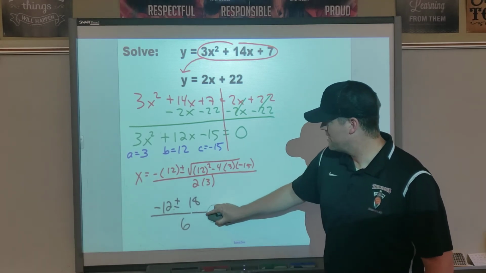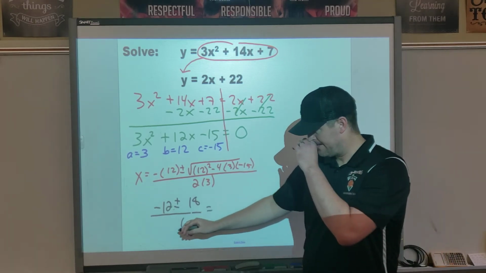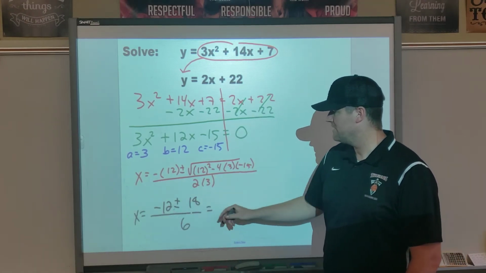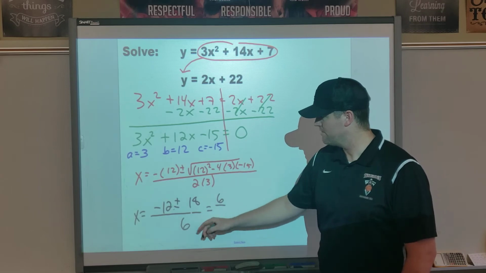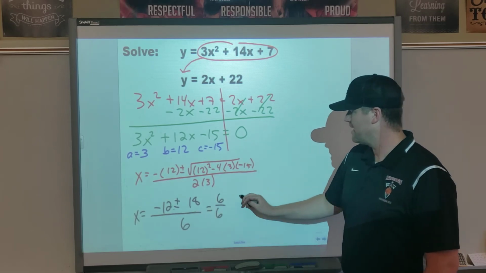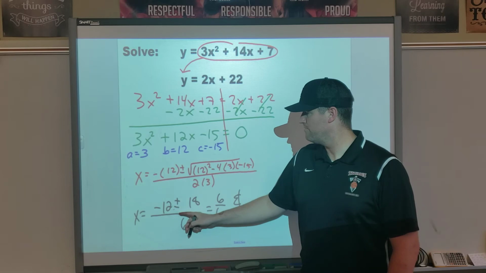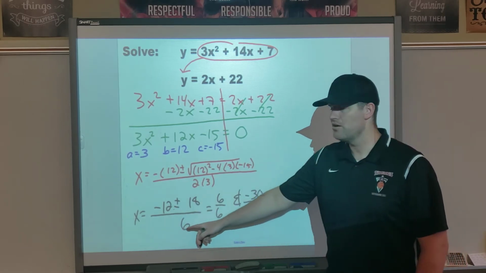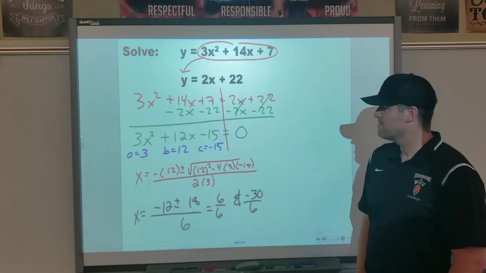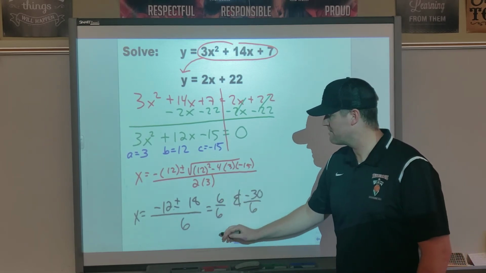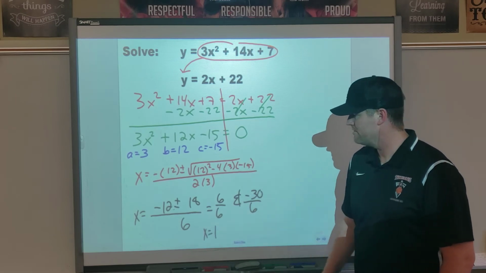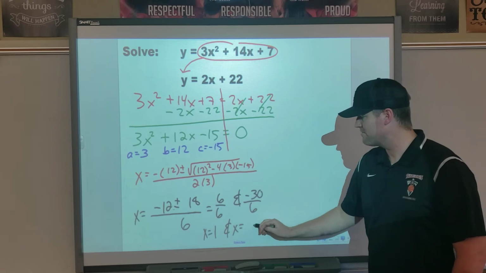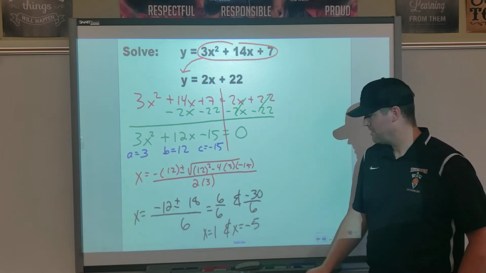And now to get my x values, it's x equals, I can do negative 12 plus 18, which is 6 over 6. And I can do negative 12 minus 18, which is negative 30, all over 6. So my two x values are 6 over 6, which is 1, and my second x value is negative 30 over 6, which is negative 5.